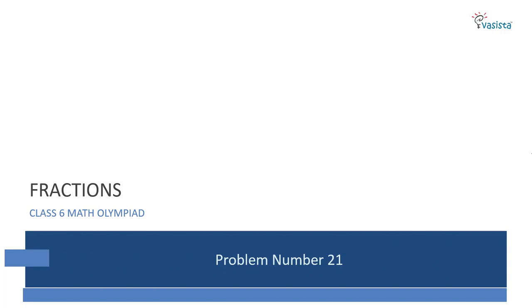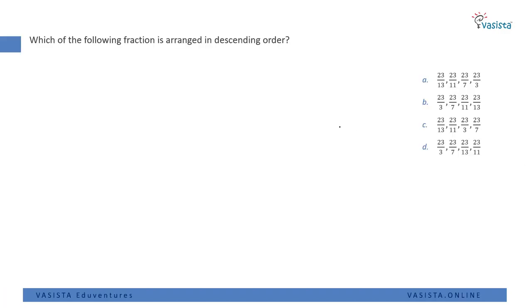Let us check the 21st problem here. So they have given, which of the following fractions is arranged in descending order? Descending order in the sense, bigger to smaller, right? Let us check it out here.